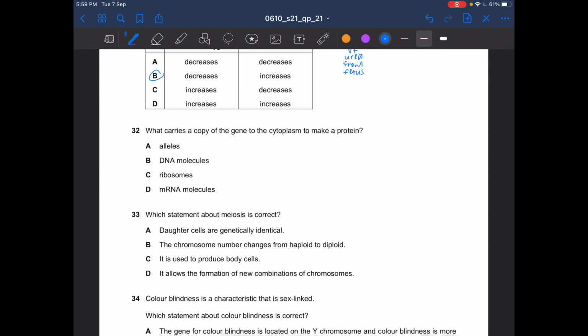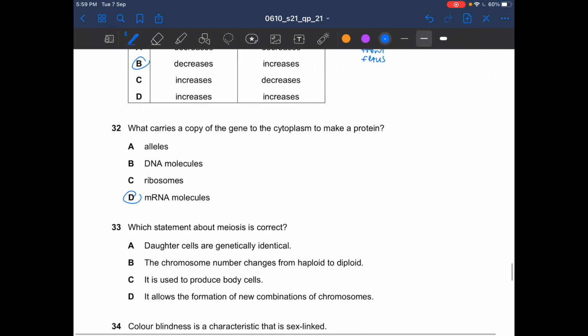What carries a copy of the gene to the cytoplasm to make a protein? That would be your mRNA molecules, which is D. Ribosomes help assemble amino acids into proteins. The sequence of bases in the mRNA also helps determine the specific order of amino acids.